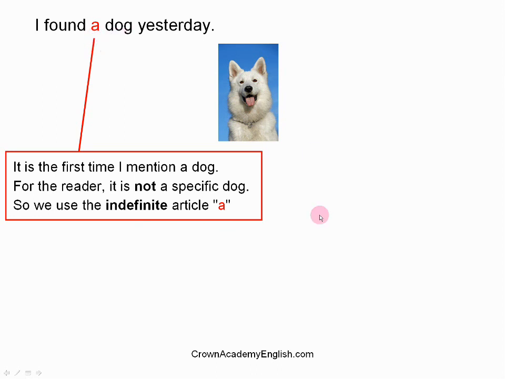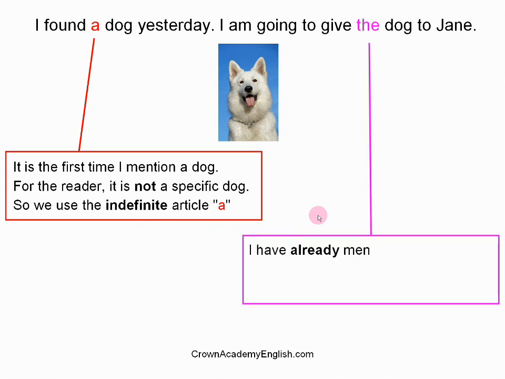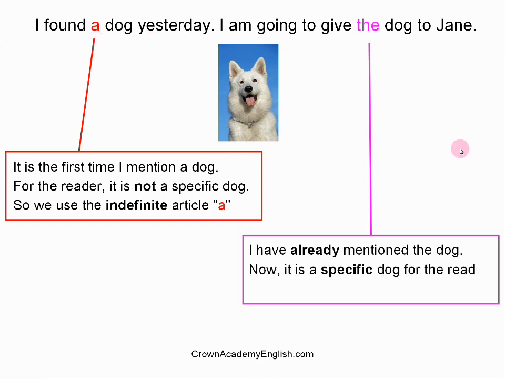But if we now continue the story: I'm going to give the dog to Jane. Now, I have already mentioned the dog in the previous sentence. Therefore, now, it is a specific dog for the reader or the listener. You already know the dog. You know it exists. So we use the definite article, the.